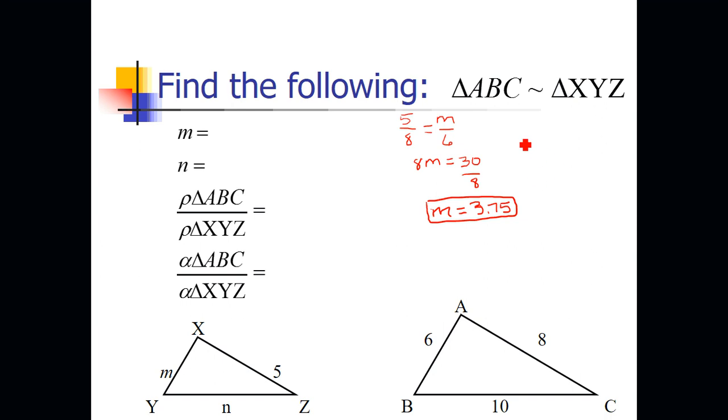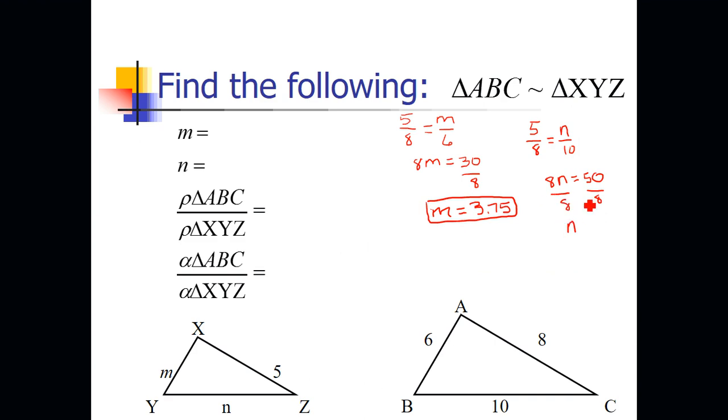And likewise, to find N, I could find that in a similar fashion. I've got my ratio of my sides is once again 5:8, so 5/8 would equal N of the small corresponds to 10 over here, so it's going to be N over 10. So when I do the product of the means, 8N equals the product of extremes, which is 50. Well, 8 is going to go into 50 6 times, and it's going to have a remainder of 2. So we're going to get this equal to 6 2/8, or 6.25.